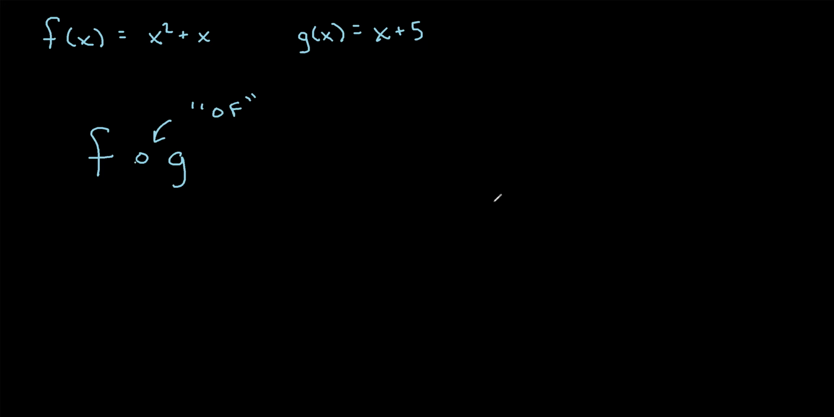F of g. If this was a closed circle, then that would be f times g, and that's not what we want to do here. So the way that we can rewrite f of g is f with g inside of it, f of g of x. So the way that we solve that is wherever we see an x in this original f of x equation, we're just going to replace it with all of g of x. So instead of writing x squared, we're going to write x plus 5 squared. And then instead of writing plus x, we're going to replace this x with all of g of x. So we'll write plus x plus 5. So that's all we're doing there.